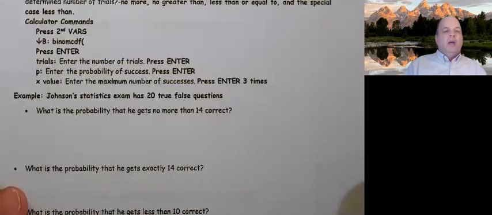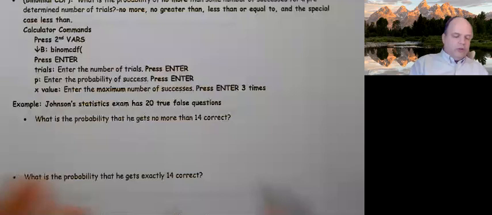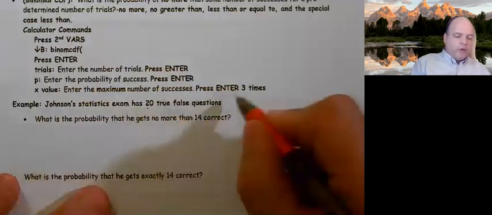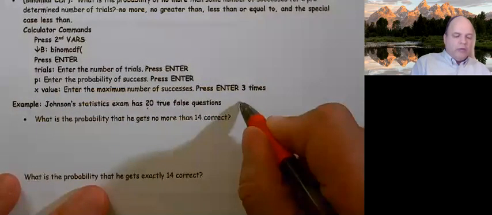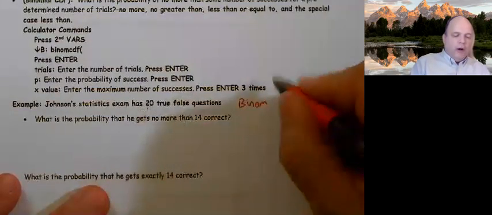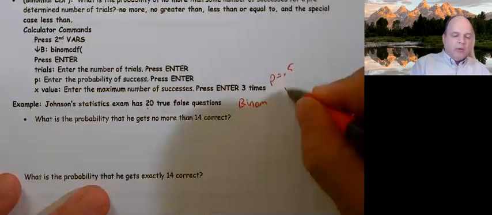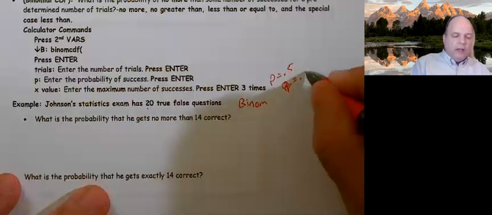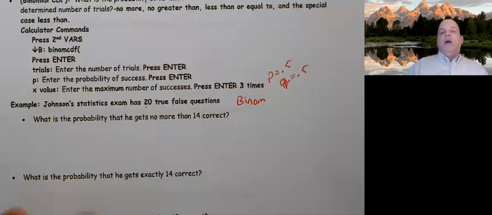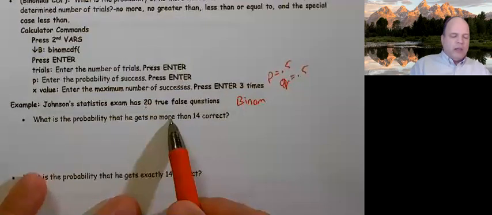So here we go. Johnson's statistics exam has 20 true-false questions. All right, so we have a specific number of trials. Because we have a specific number of trials, that tells us we're working with the binomial. And they're true-false, so that means our probability of guessing correctly is 0.5, and the probability of guessing incorrectly is 0.5. So we have 0.5 and 0.5 as our probabilities. What's the probability that he gets no more than 14 correct?